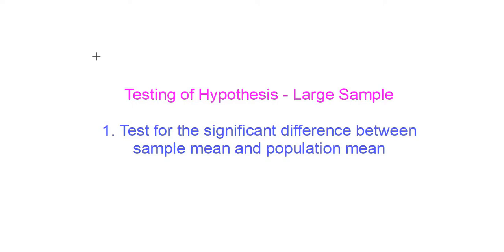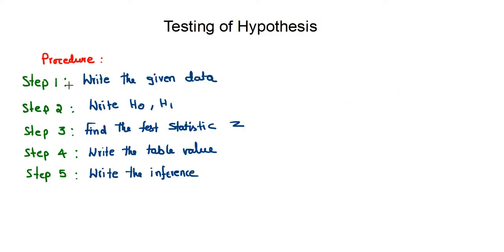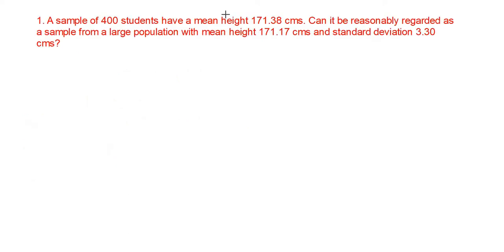In this lecture, we are going to do a problem under the topic test for the significant difference between sample mean and population mean. First, we'll see the procedure. Step 1, write the given data. Step 2, write H0, H1. Step 3, find the test statistic Z. Step 4, write the table value. Step 5, write the inference. So, in testing of hypothesis topic, in large sample, we are going to do one problem.